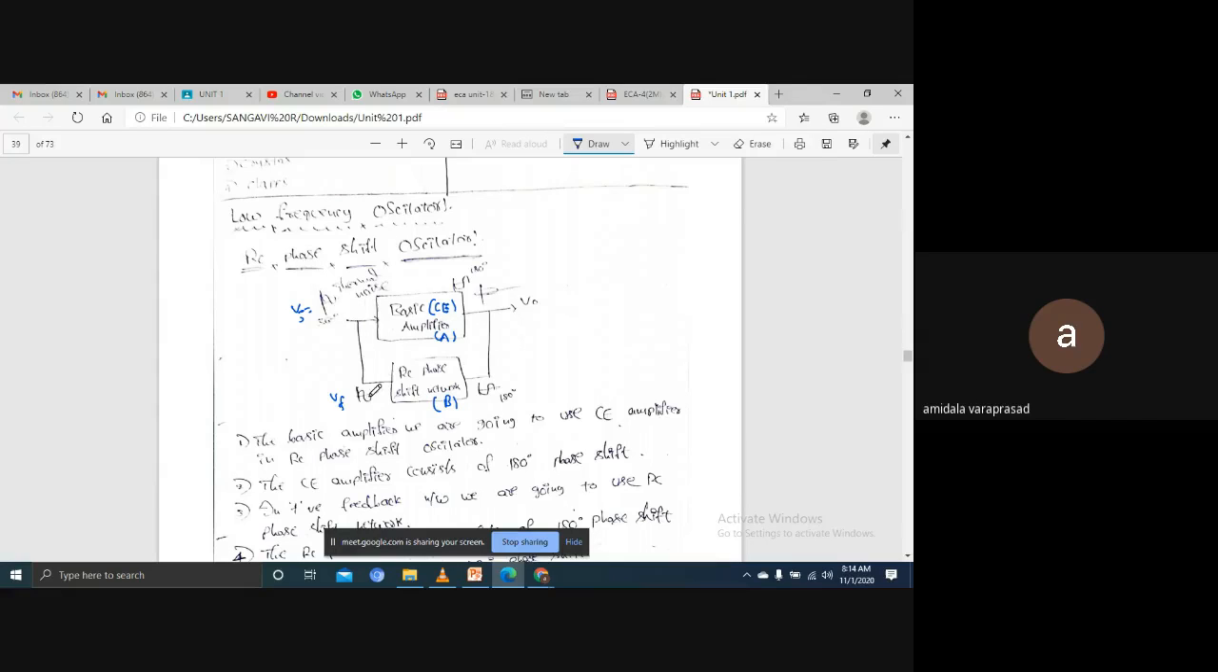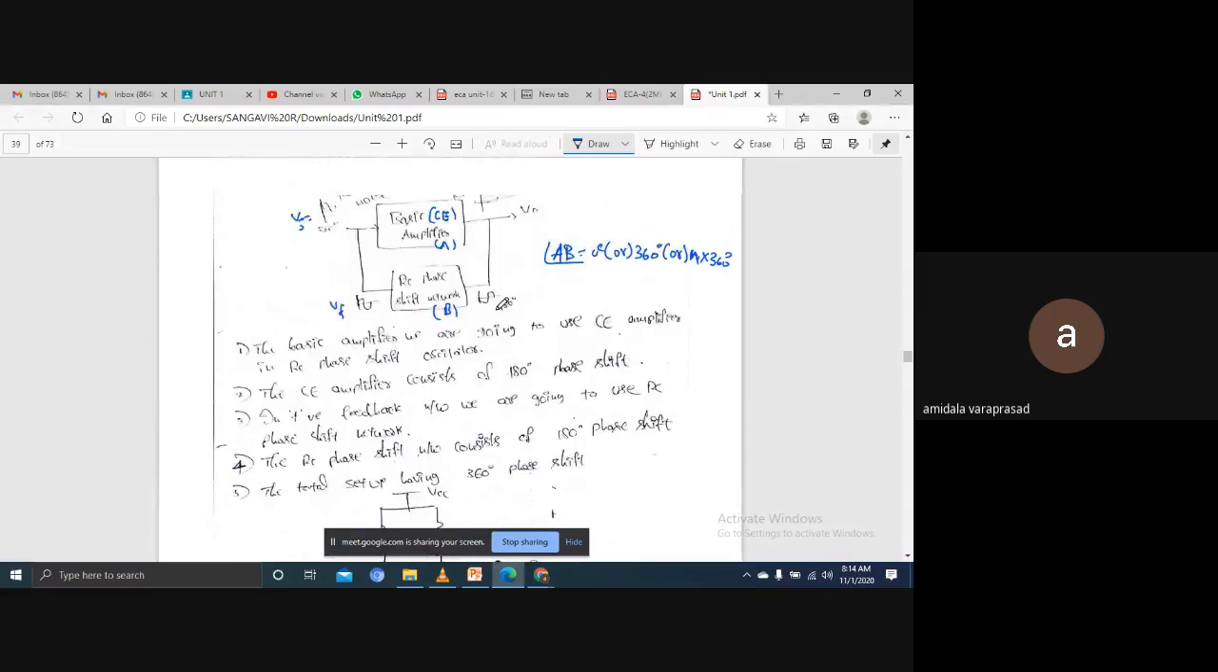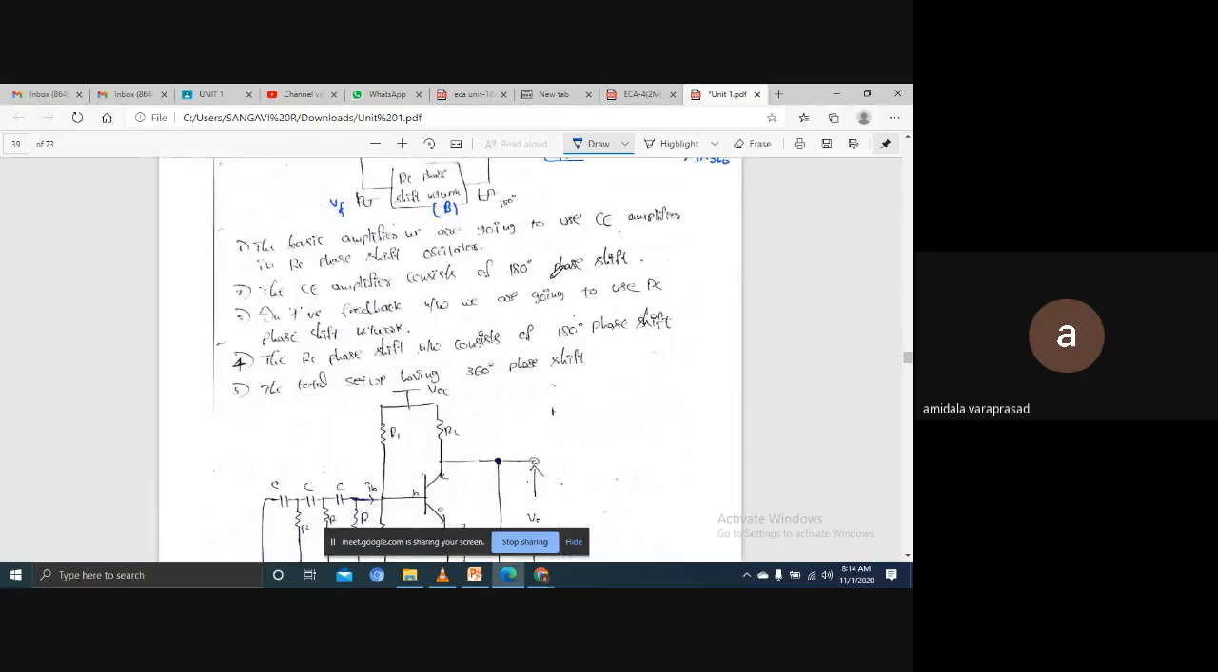Now take it. For this one, the basic amplifier input is Vs, and the RC phase shift output is Vf. Both are in phase. That's why in the Barkhausen criteria, angle A beta is 0 degree phase shift or 360 degrees, or integer multiple n into 360 degrees. Now see here, this is a block diagram. Please keep in mind, here the basic amplifier consists of a CE amplifier. We know a CE amplifier consists of a 180-degree phase shift. These points I explained here.